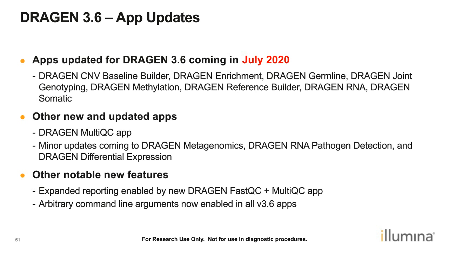What will happen as part of that update is improvements or updates to the existing apps that we have, but also we are bringing in the new MultiQC app, right? The MultiQC feature that's in 3.6 will be made into an app, and just general updates to our Germline, joint calling, and methylation apps as part of this update.